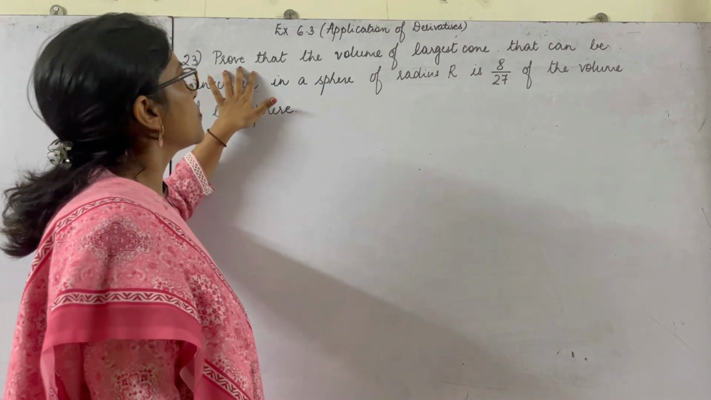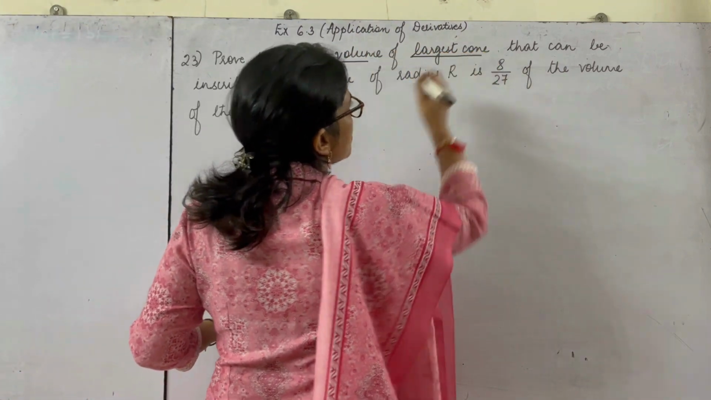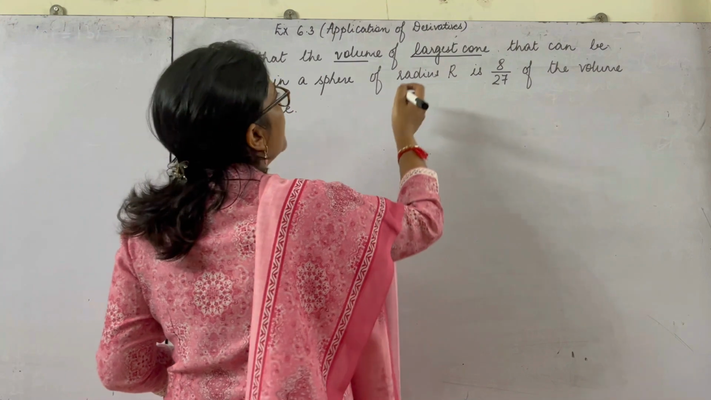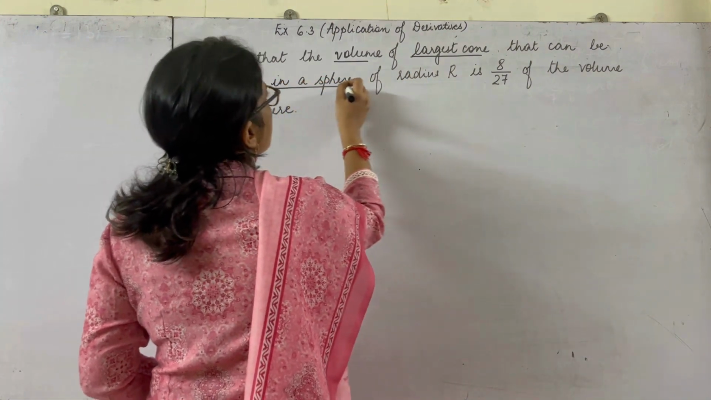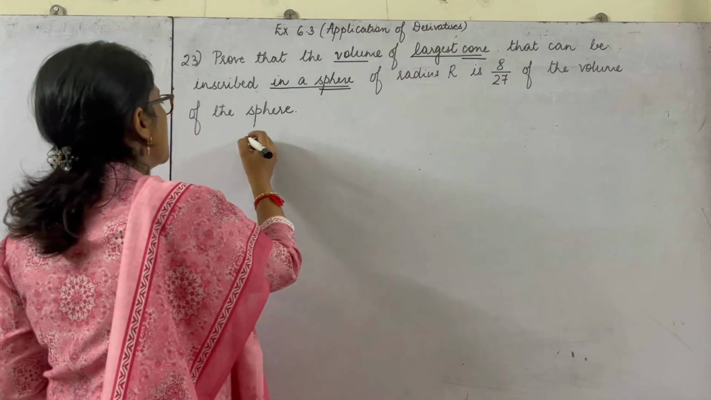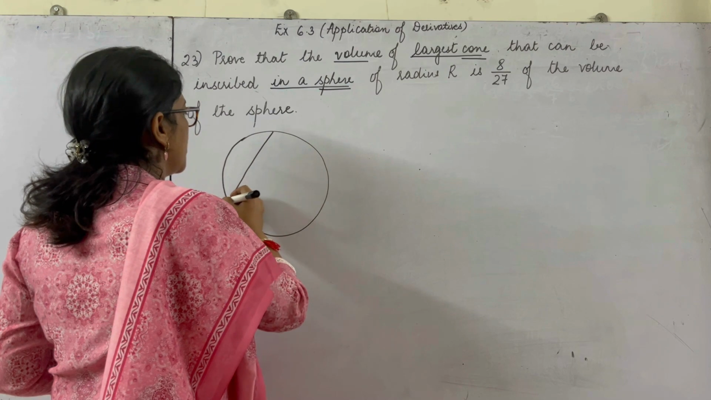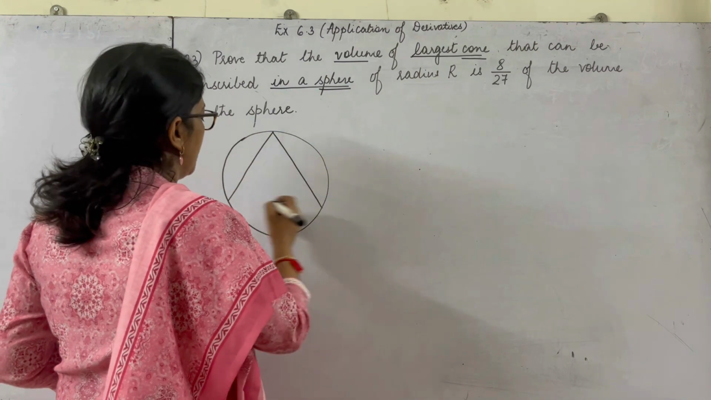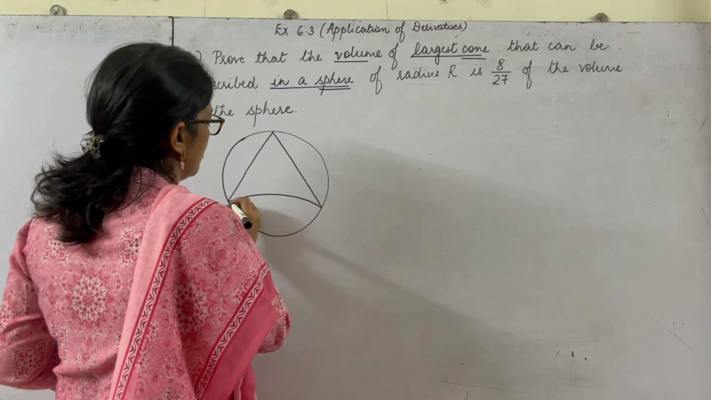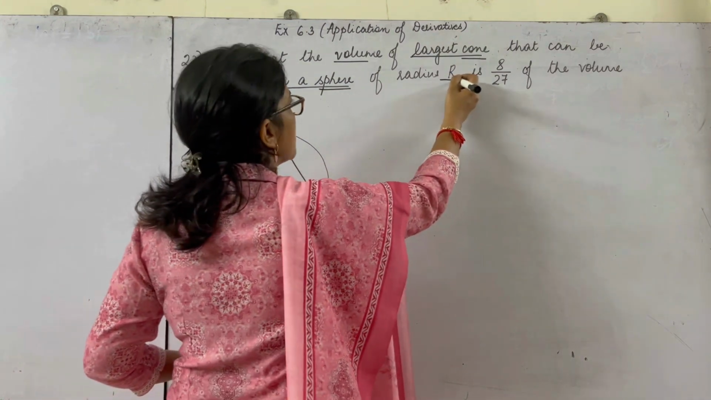So the question says, prove that the volume of the largest cone, that means the volume should be maximum, which can be inscribed in a sphere. So we have a cone in a sphere. So let's take a sphere and inscribe a cone in it. Now we want such a cone whose volume is maximum and the radius of the sphere is given, R.